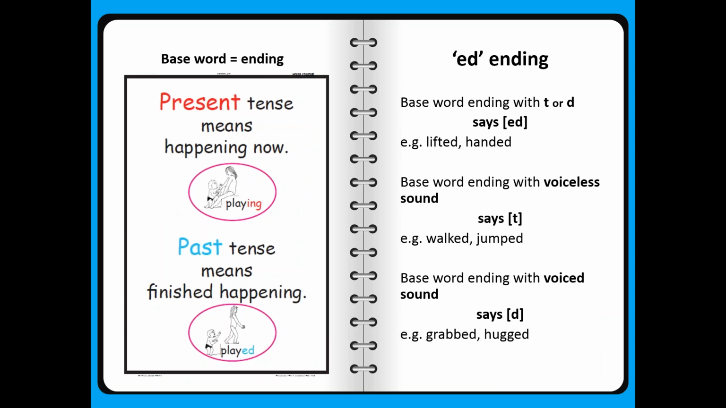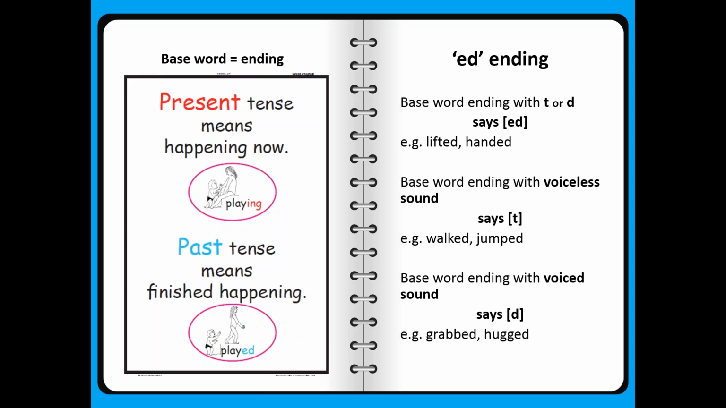Again, we're looking at our base word and ending, and we need to understand how this correlates to grammar. One of the things we explain to students is that present tense means happening now. Present tense words often end with an ing ending, for example, playing. And past tense means finished happening. And past tense words often end with an ed ending, as in played.